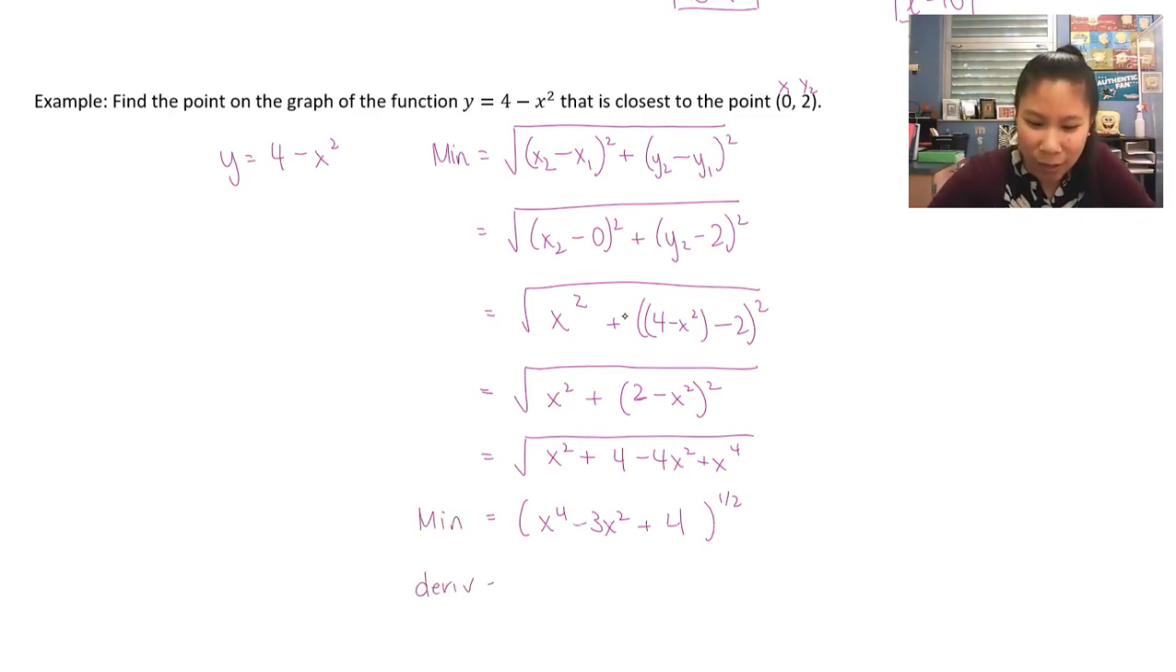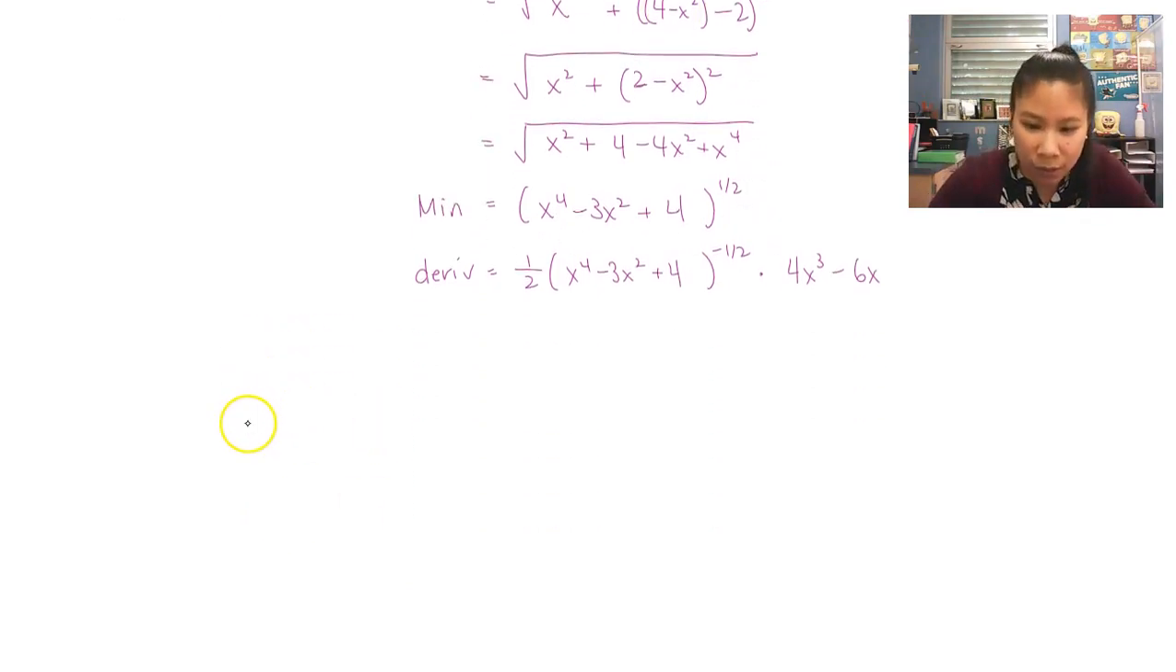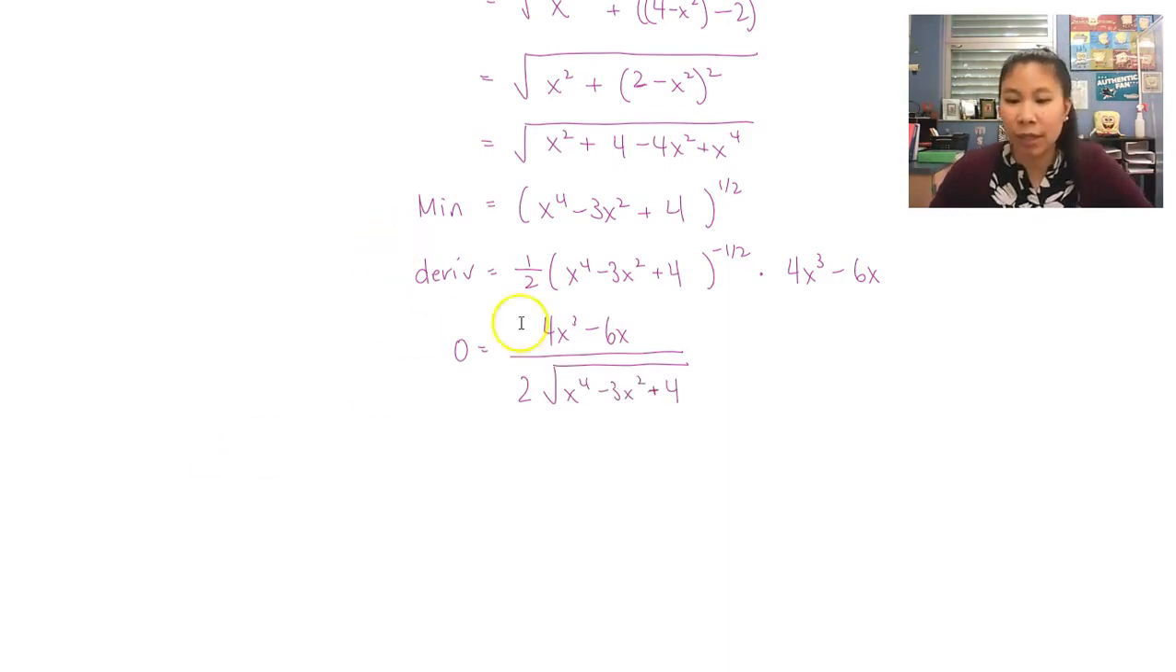So we want to find the derivative of this. Using the chain rule, because I have stuff inside the parentheses, the derivative of the outside will be 1/2 times the stuff on the inside raised to the negative 1/2 power, because I drop the exponent by 1, times the derivative of the inside, which would be 4x cubed minus 6x. And remember, we are setting this derivative equal to 0. I'm going to rewrite my derivative a little so it looks nicer: 2 square root of x to the 4th minus 3x squared plus 4 on the bottom, because of the negative 1/2 power. I also rewrote it as a radical. I just like to deal with radicals more than exponents of 1/2, but that's a preference thing also.